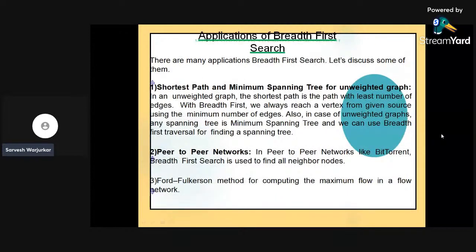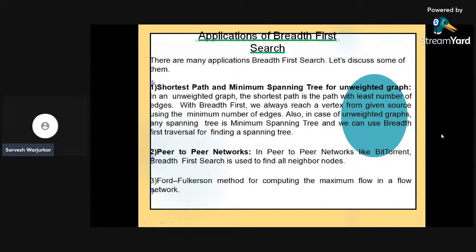Like this. There are many applications of breadth first search. Let's discuss some of them. First, shortest path and minimum spanning tree for an unweighted graph. In an unweighted graph, the shortest path is the path with the least number of edges. A minimum cost spanning tree can also be found or recognized with the help of breadth first search.